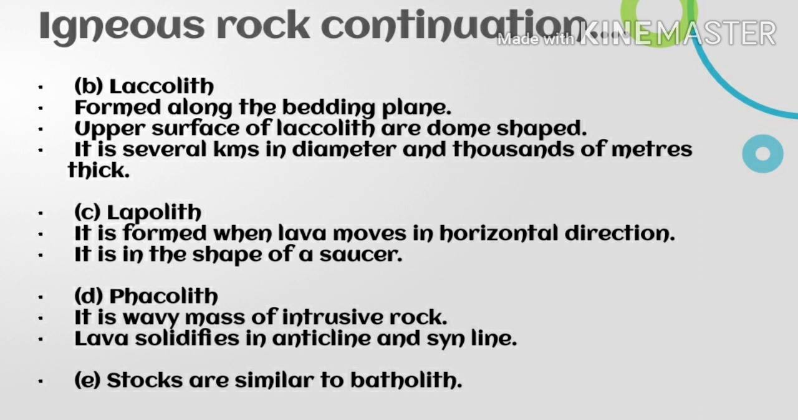So that structure is known as the laccolith. The next one is the phacolith. It is a wavy mass of intrusive rock. When the intrusive rock is in a wave-like formation, and it is basically formed from the acidic lava which solidifies either in the anticline or in the base of the syncline of a fold mountain, then this kind of feature is known as phacolith.